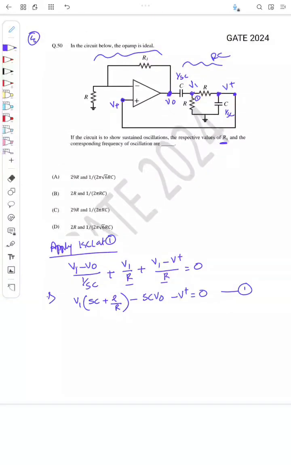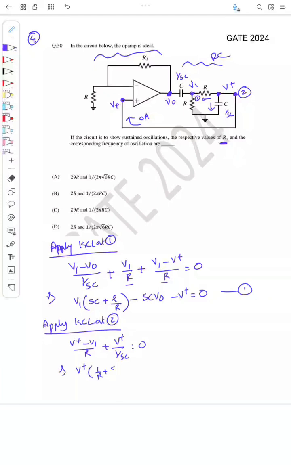Okay, similarly I will apply, so let this be the node 2. Okay, so I will apply KCL at node 2. So what I will get, current here is 0, right? It's a non-inverting terminal, so there is only current in this node and capacitor. So how it will be? V plus minus V1 by R plus V plus by 1 by SC is equal to 0. So if I club V plus terms, it will be 1 by R plus SC equal to 0. No, it's not 0. There is V1 term also, right? So minus V1 by R equal to 0.